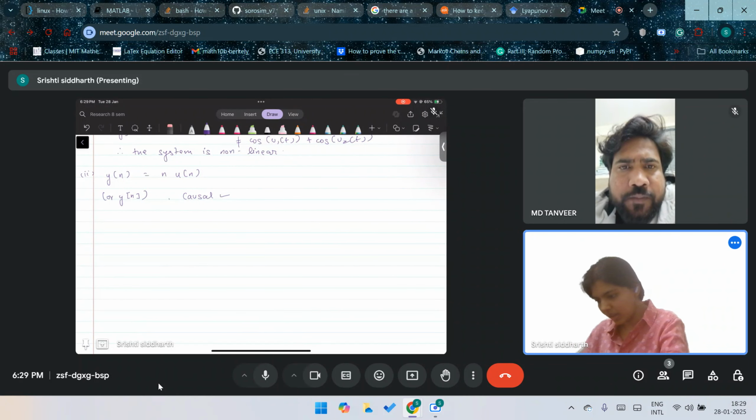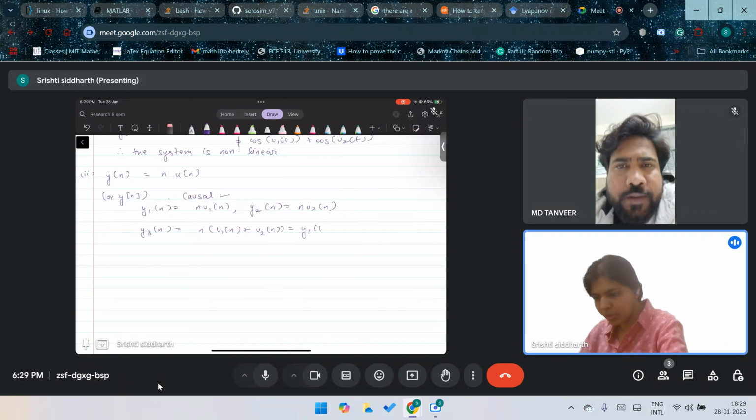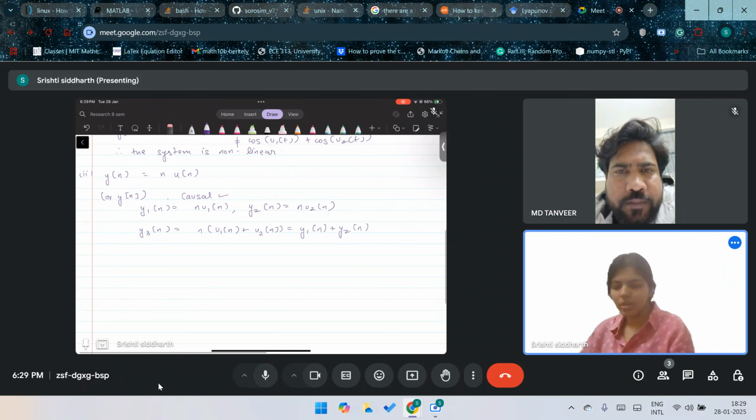So again, we have y1 and similarly y2. And due to the combination of the two inputs, we have an output which is exactly equal to y1 plus y2. So this implies that the system is linear.